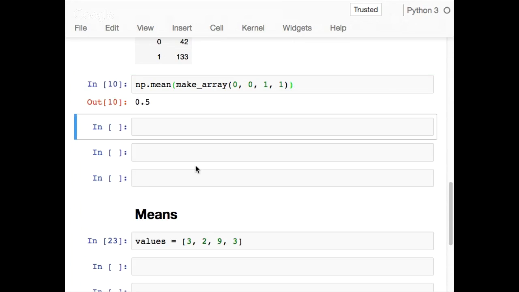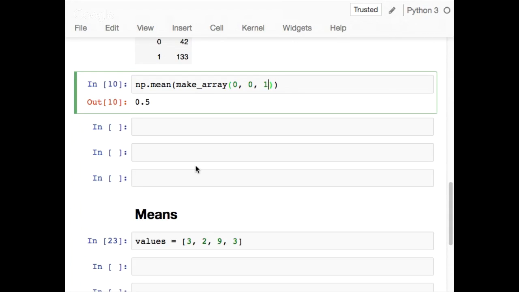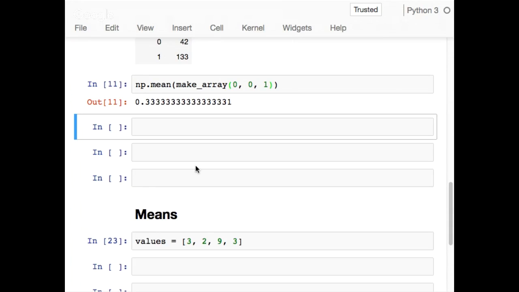So here's 1/2. If I remove a 1, now it's going to count. It's only going to sum up to 1 and divide by 3, so I'm going to get 1/3. So conveniently enough, if I have in my array just zeros and ones, if I take the mean of that, that gives me the proportion of ones. So we can use the mean to get a proportion.